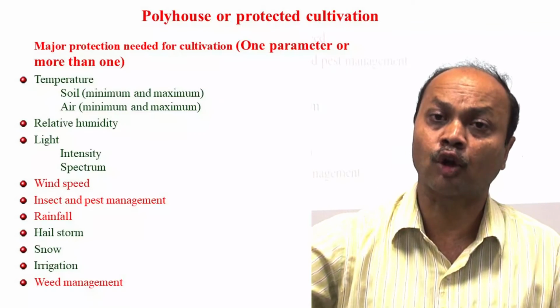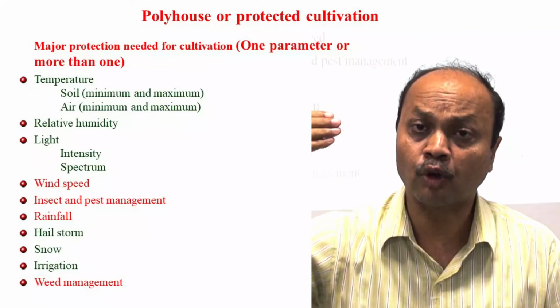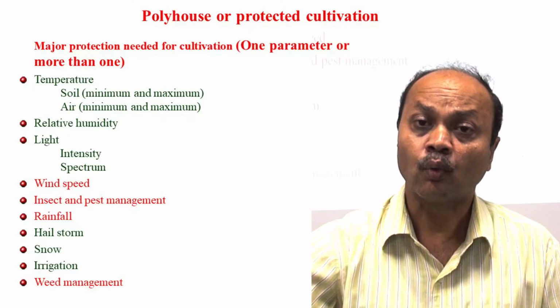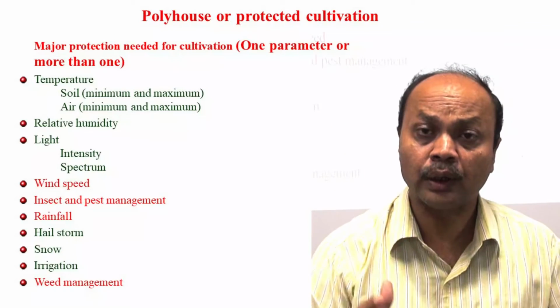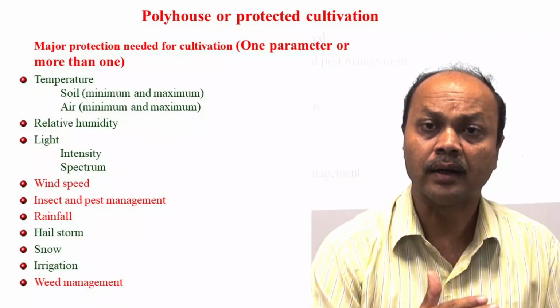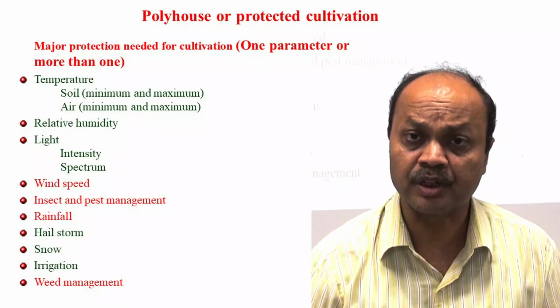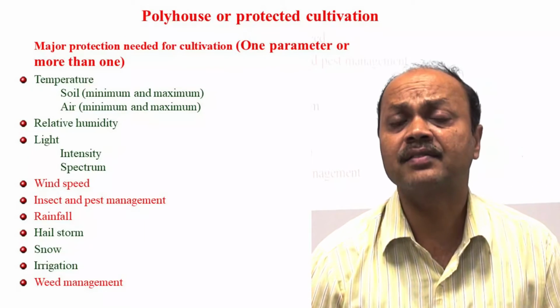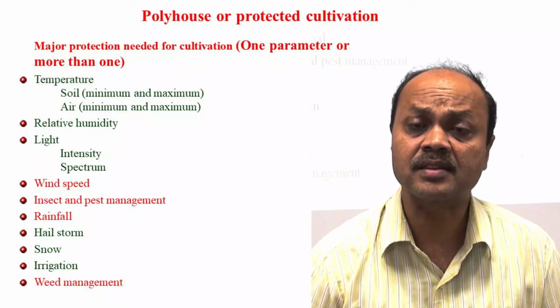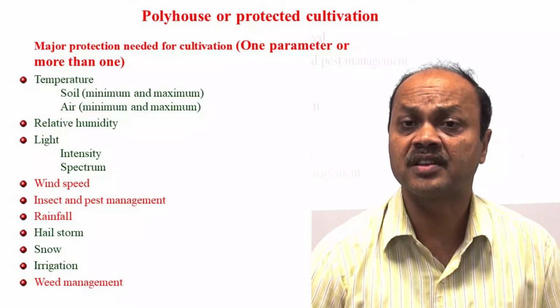First you think about the crop: which market, what is the problem, then you go backward. Normally people go for polyhouses because the Government of India is giving a 50% subsidy, and in some states the state government gives an additional subsidy.